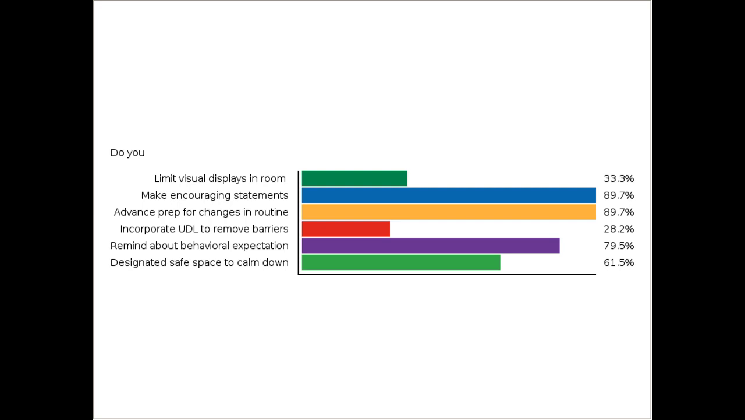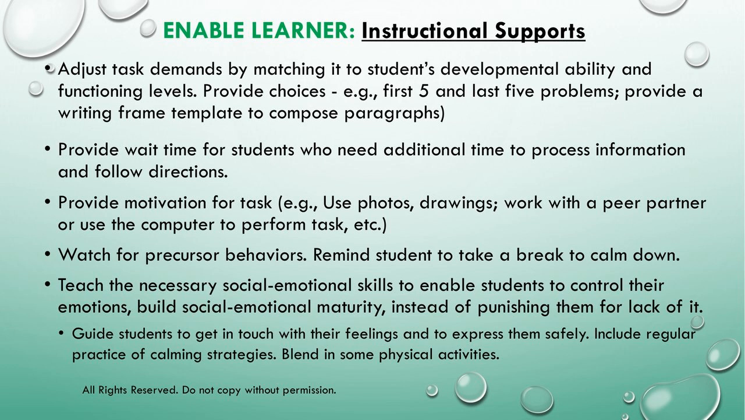Okay, it's wonderful that the areas that are dominant are encouraging comments and advanced preparation. That's extremely critical for students with autism. And then reminding through cues and gestures and proximity control. So we are moving on. The third element: we looked at the proactive approaches, we looked at reflect and respond, and now we are enabling the learner. This is part of your holistic framework of addressing challenging behaviors.